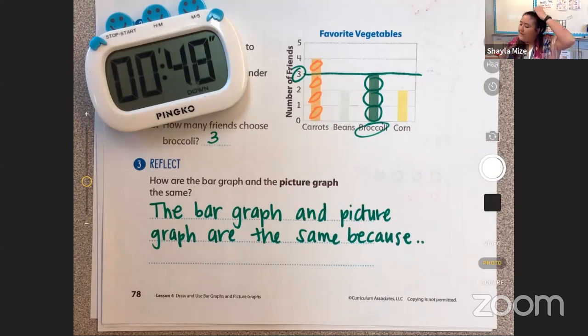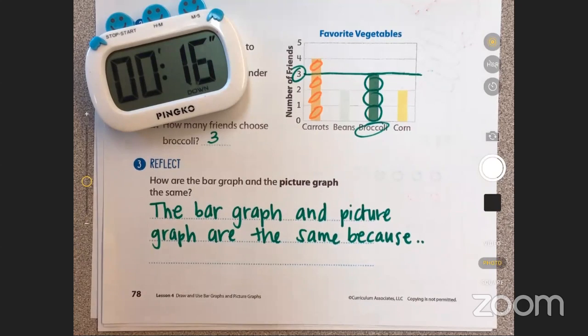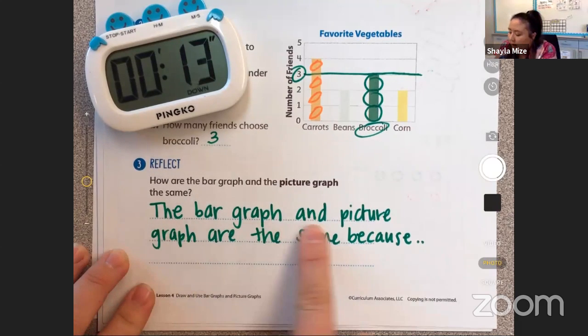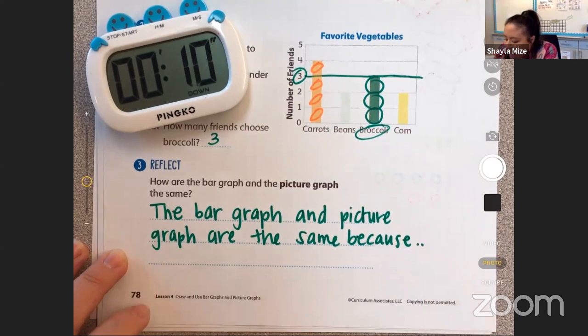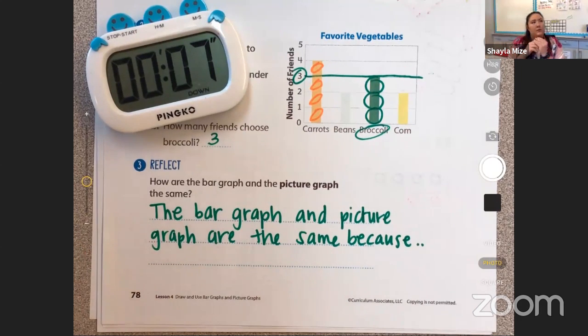Maybe about 50 seconds left to get your final thoughts in and we'll talk about it. And if you want to share your sentence, put a blue hand up. If you want to share your sentence, put a blue hand up. So we write what you wrote on the reflect. Yes, so the bar graph and picture graph are the same because, how are they the same, Adrani? Fill in the blank. Finish the sentence.